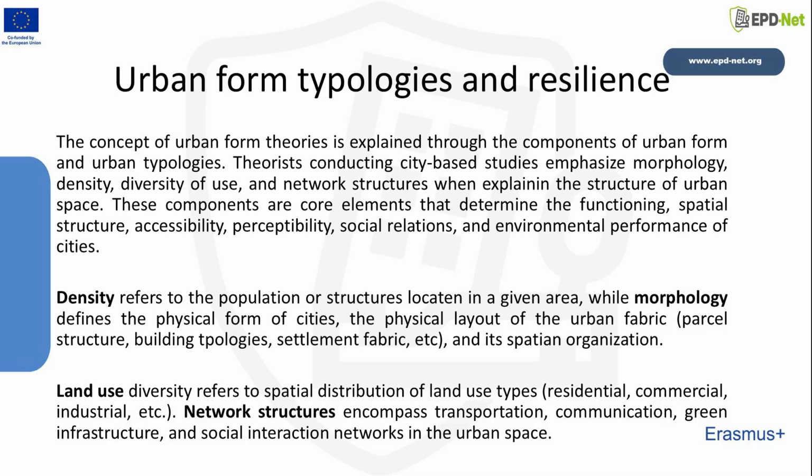Urban form theories will be explained under the headings Components of Urban Form and Urban Typologies and in the context of resilience. Theorists conducting city-based studies, such as Alexander, Calthorpe, Cullen, Hillier, Gell, and Lynch, emphasize density, morphology, diversity of use, and network structures when explaining the components of urban form and the structure of urban space. These components are core elements that determine the functioning, spatial structure, accessibility, perceptibility, social relations, and environmental performance of cities.